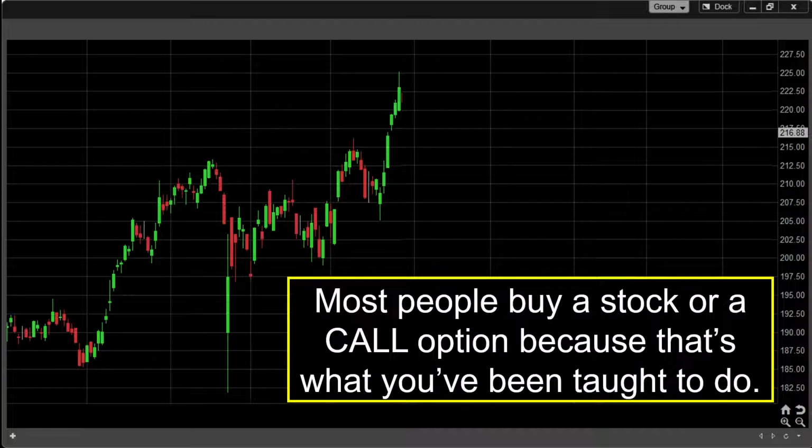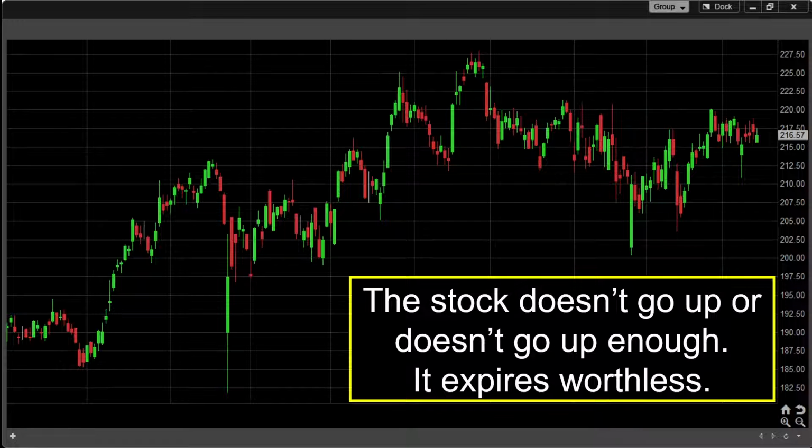But what ends up happening a lot of times? Either the stock doesn't go up, wrong stock, or this is what really killed me in the beginning: it doesn't go up enough. I think a stock's going to go up, I buy a call, and it doesn't go up enough, and I end up losing money and my options expire worthless. Has that ever happened to you too?